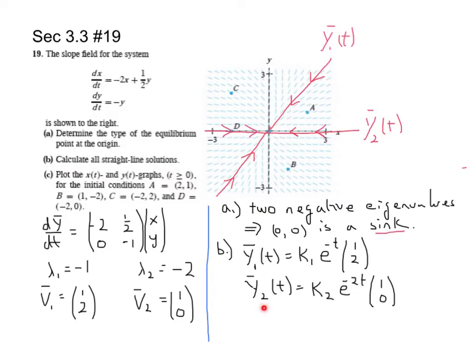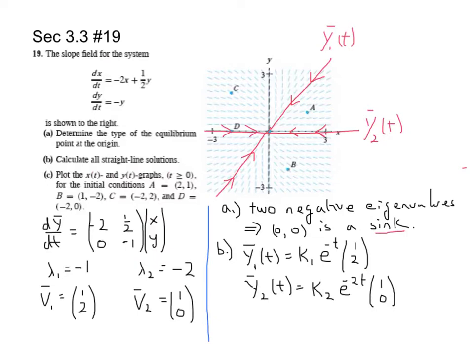And similarly, any function of this form, pick any value of k2, that'll put you somewhere on the x-axis, and as time evolves, it'll move towards the origin, and that also will satisfy the linear system.